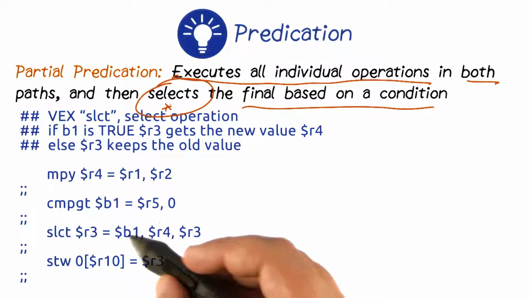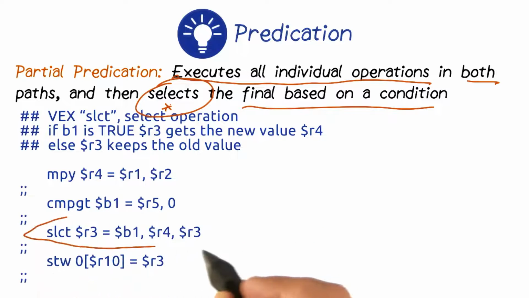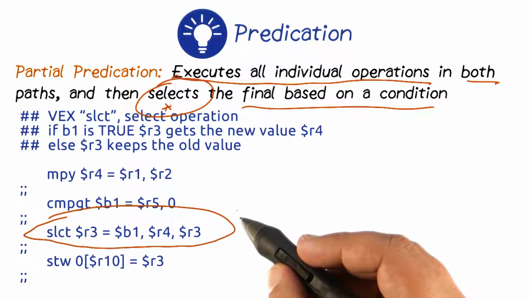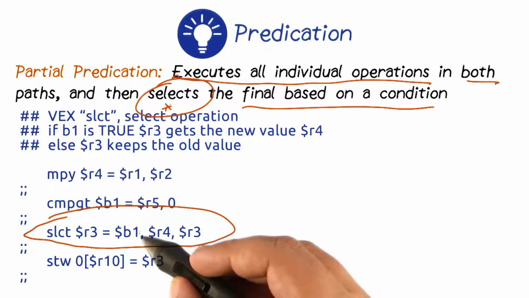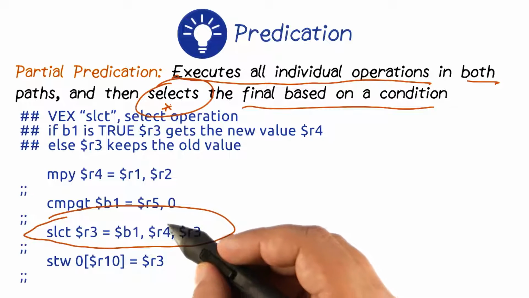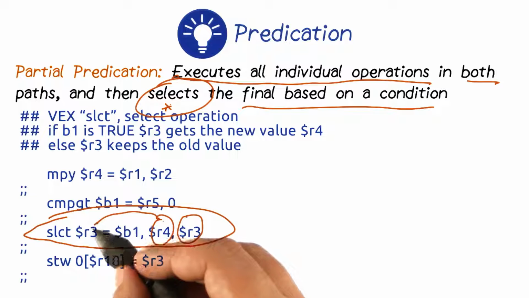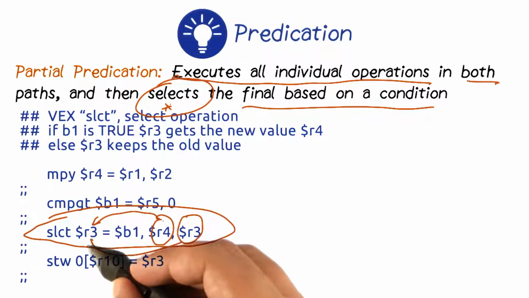So you can see that the main difference here between the previous one and this one, which is partial predication, is the use of the condition to decide which result we'll select out of these two to be put into the destination register over here.